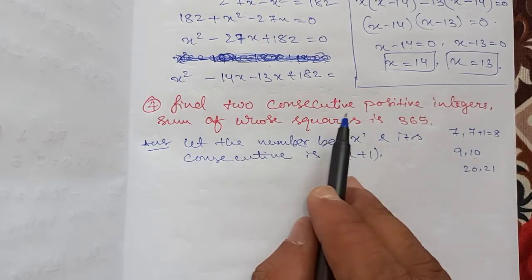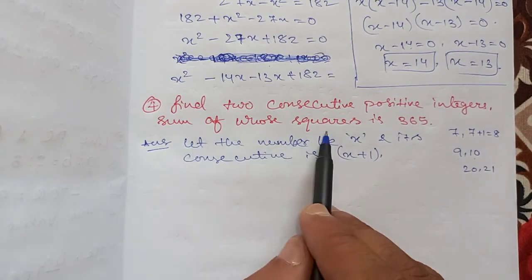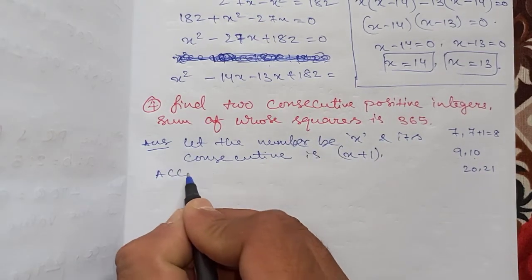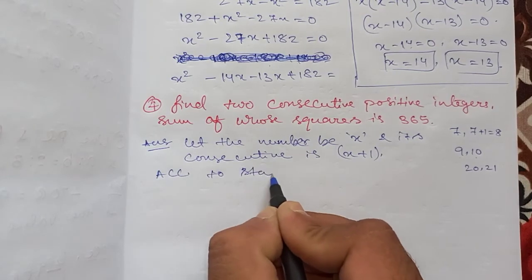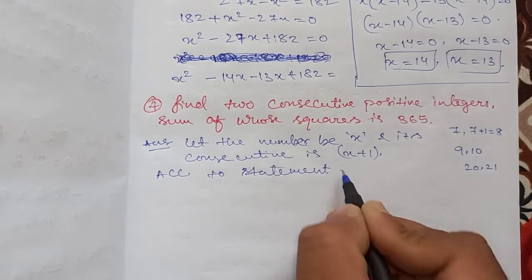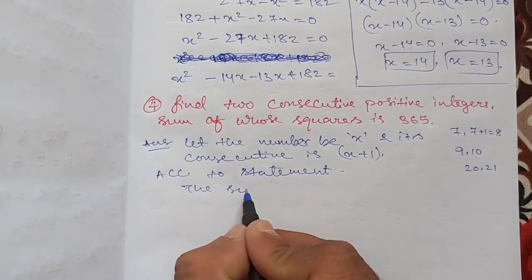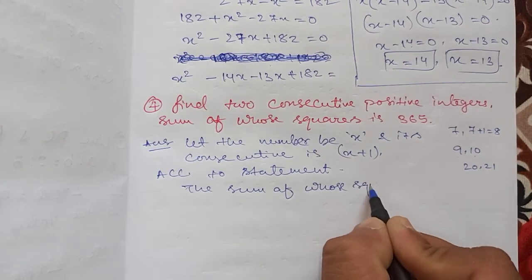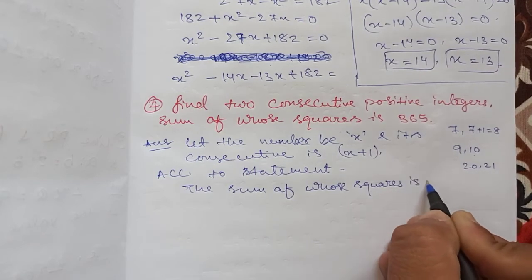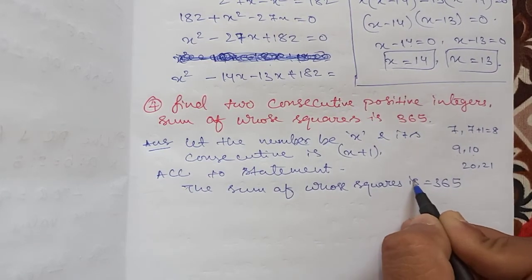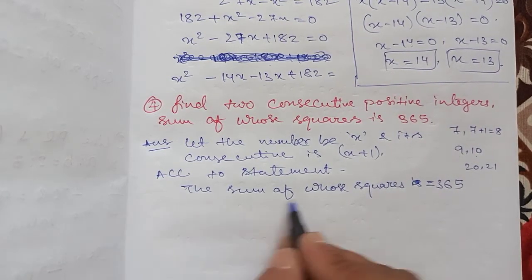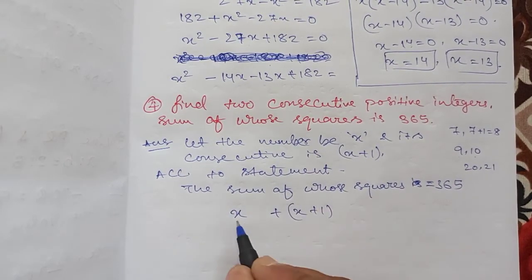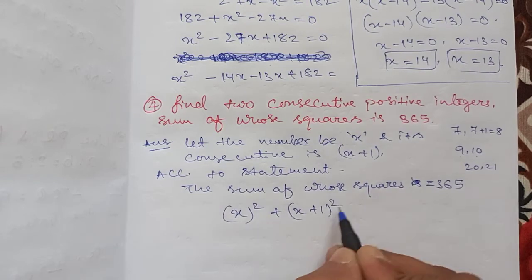Now in the question it is given that the sum of whose squares is 365. According to the statement, the sum of whose squares is 365, which means equals 365. Sum means plus, and whose square means their square.